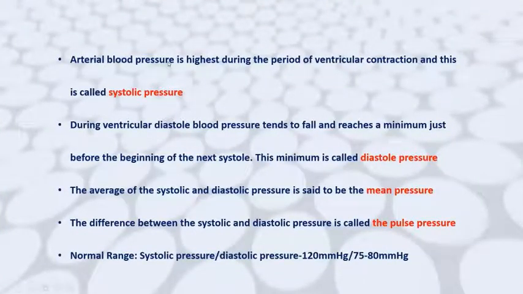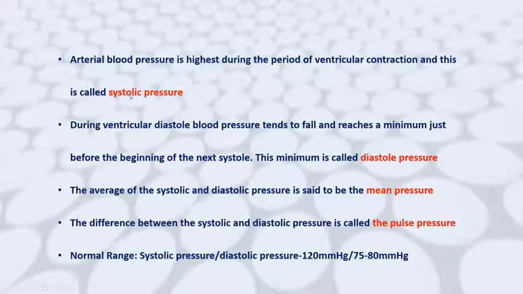Now, this arterial blood pressure is highest during the period of ventricular contraction. During its contraction, the blood pressure is very high. That contraction pressure is called the systolic pressure. Now, during ventricular diastole, that is when the heart is in the relaxing stage, the blood pressure tends to fall and reaches a minimum just before the beginning of the next systole. So that minimum pressure is called the diastolic pressure.